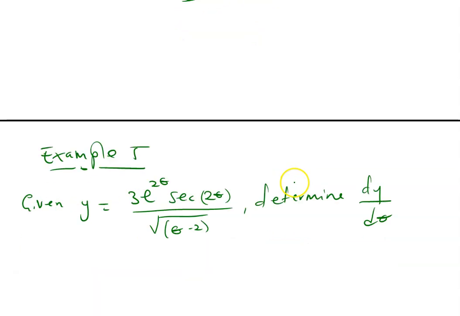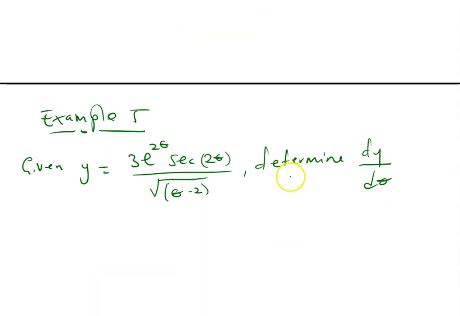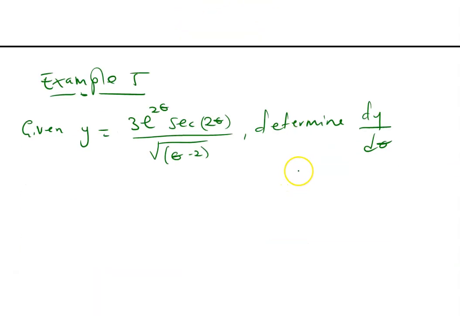Okay, so let's solve example 5. If I'm not mistaken, we have example 5 here. And with example 5, it's saying that given that y equals 3e^(2theta) sec 2theta, all on the square root of theta minus 2, determine dy by d theta.